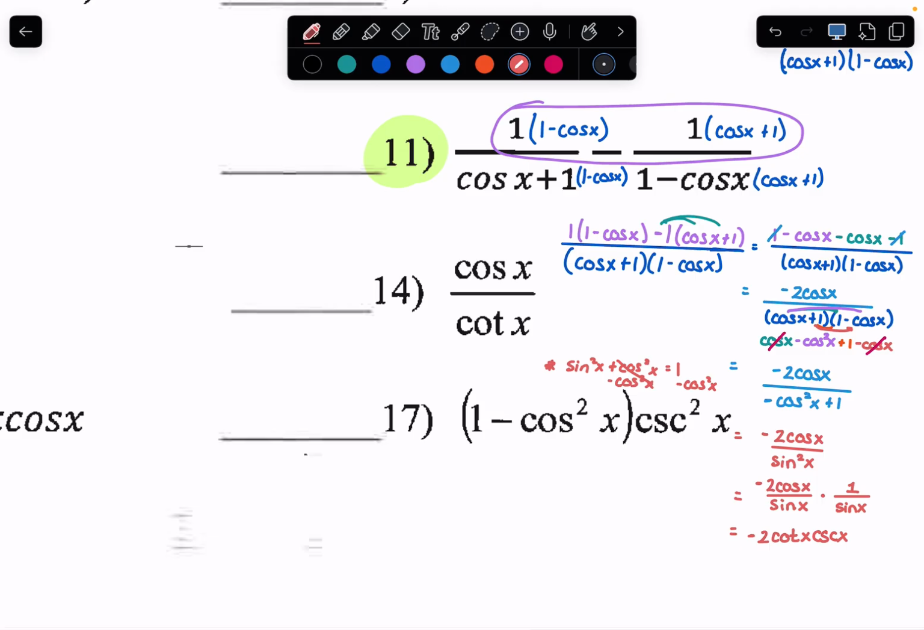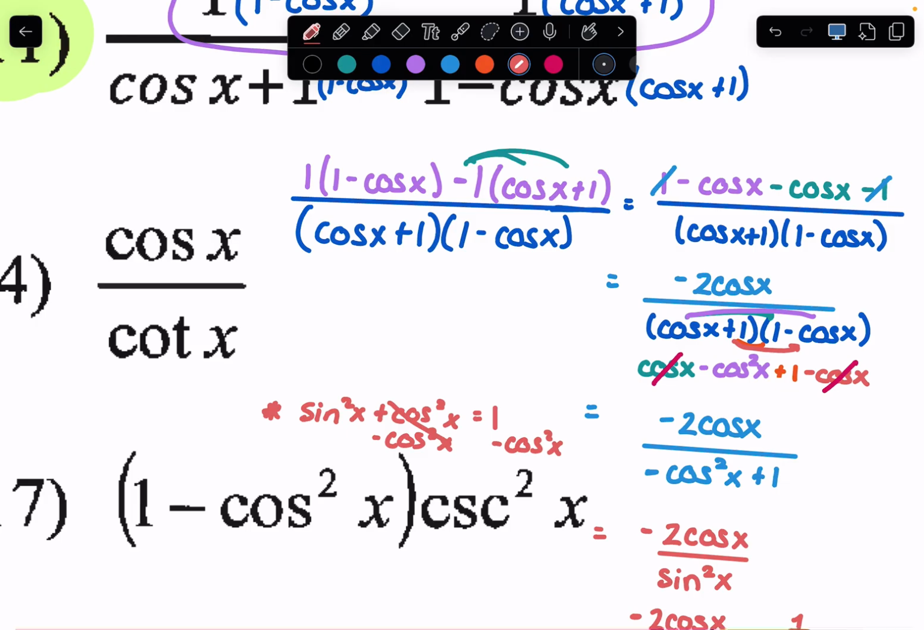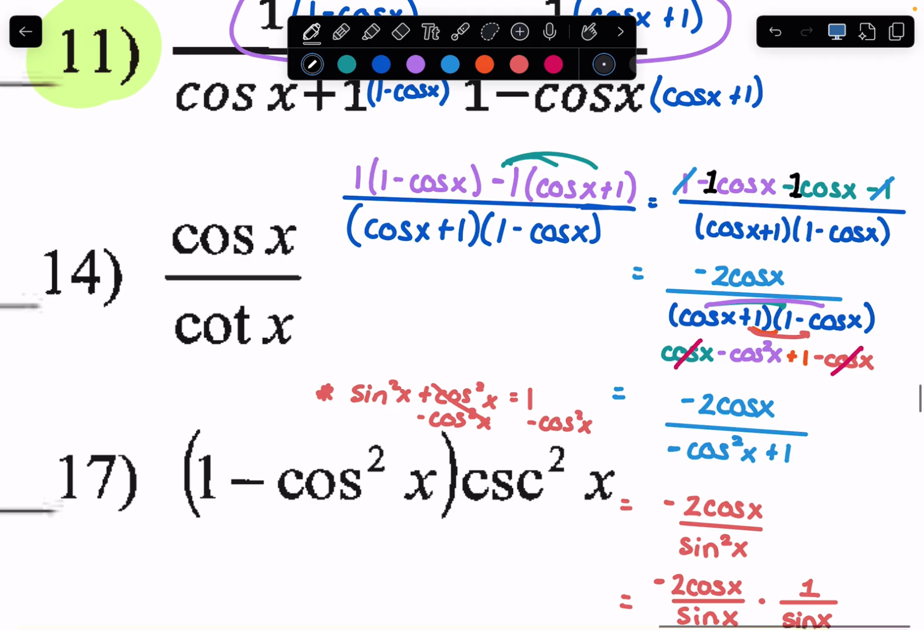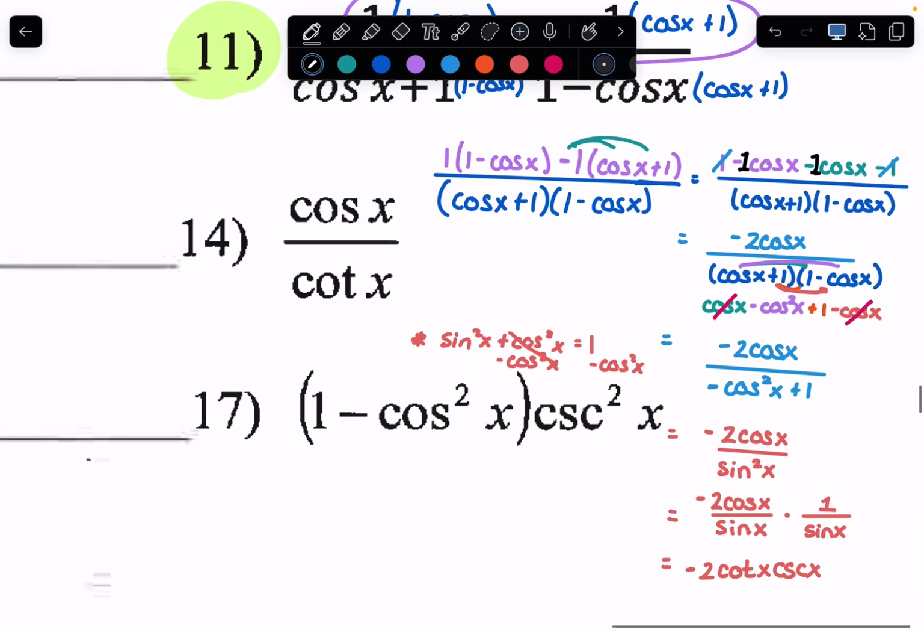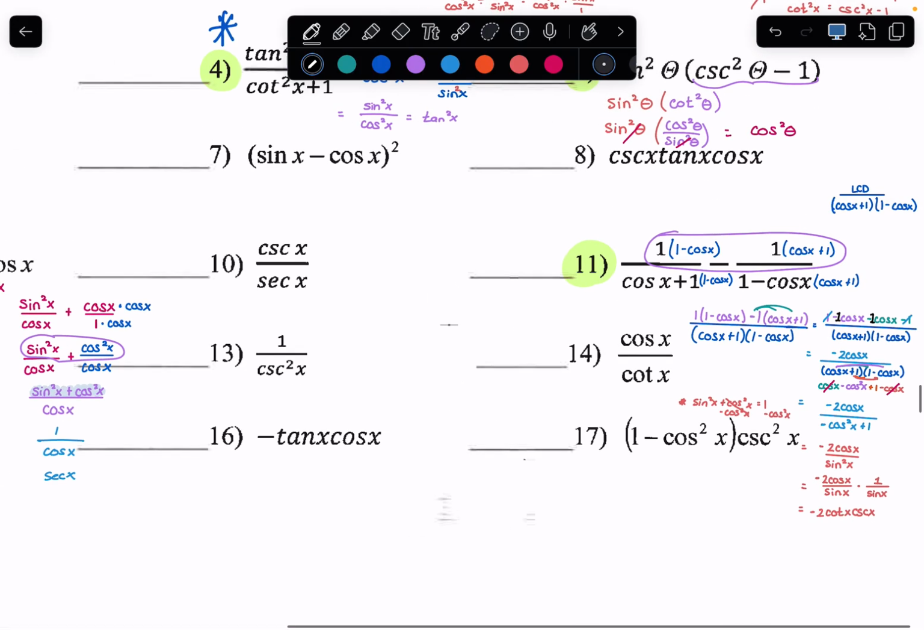Where did you get the two from? Where did I get the what from? From right here. So this is -1 cosine x minus 1 cosine x. So that's -2 cosine x. Any more questions about where I got things from? No? Okay.